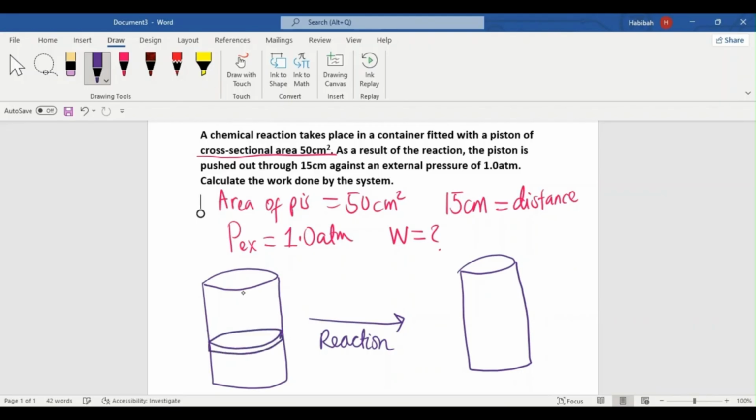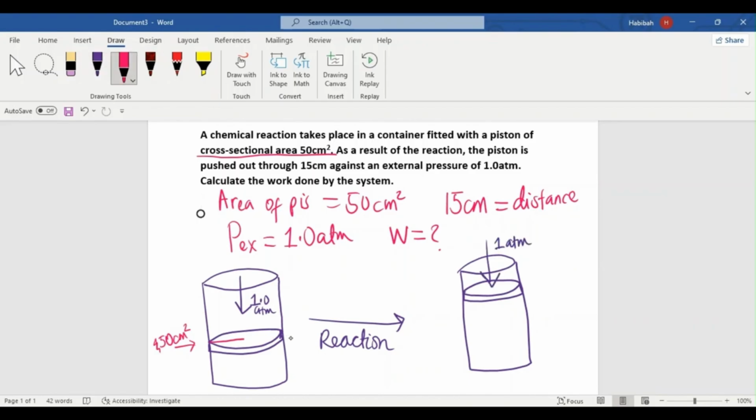So there is an external pressure that is acting upon it, and this external pressure is called 1.0 atmosphere, right? And we know that it has cross-sectional area, which is the piston I'm talking about. The area of the piston is 50.0 centimeter squared. Now the reaction occurred, and now the piston traveled and it went up. We still have the external pressure that is acting on it, which is simply 1 atm. So that is still there.